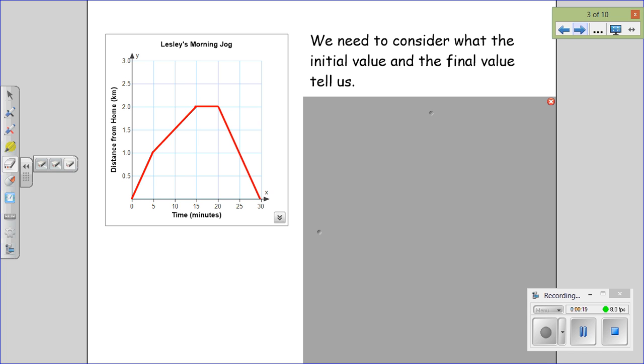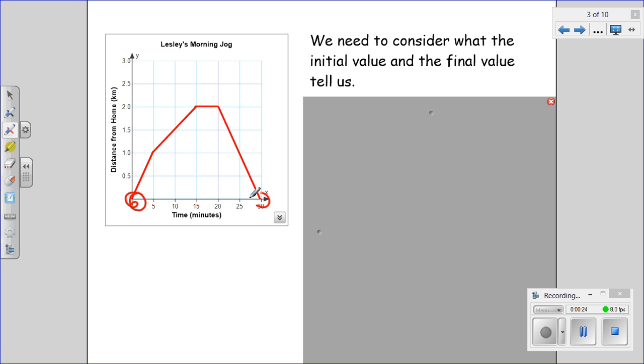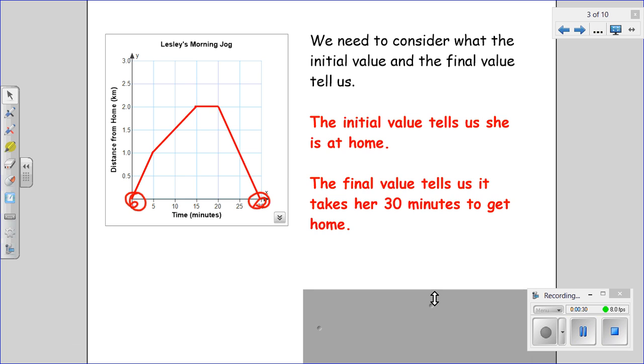So we need to consider what the initial values and the final values of the graphs tell us. So right here and right here. It tells us that we start and we end at home, and that we end after approximately 30 minutes.